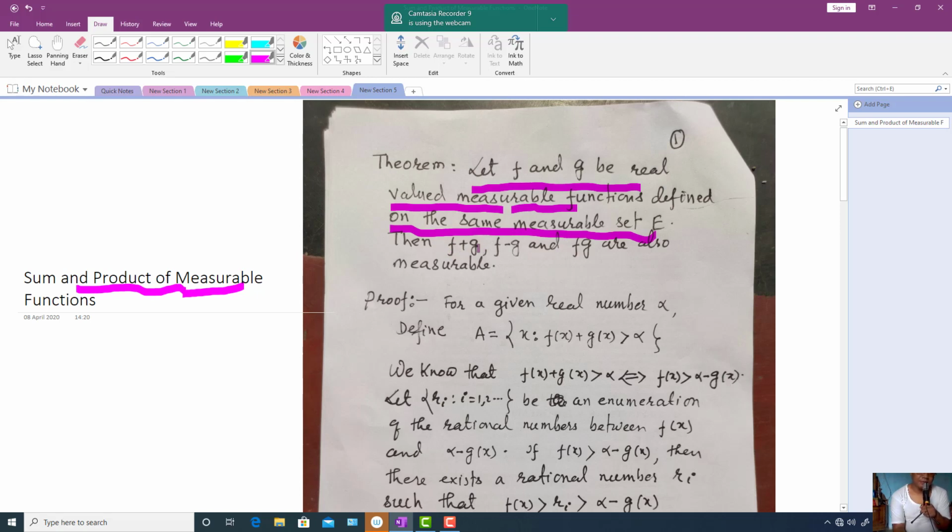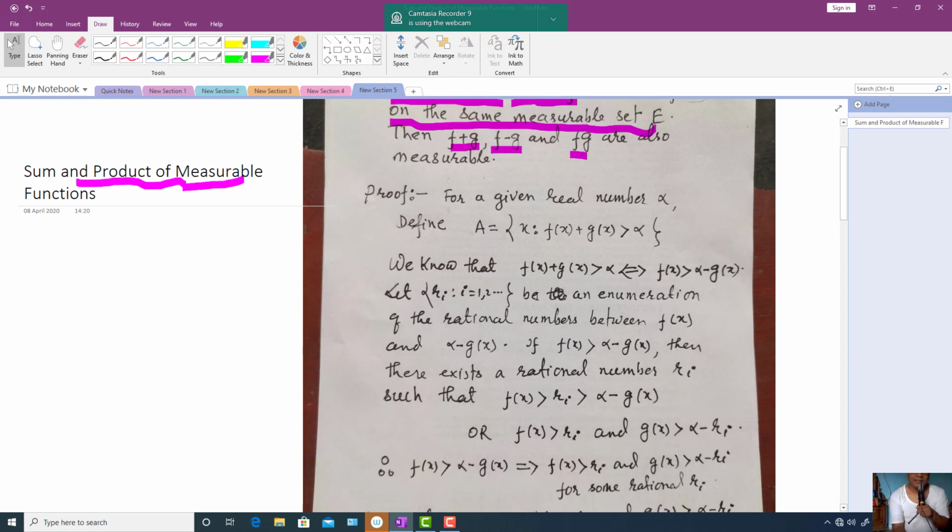Here we are going to take only real valued functions, not extended real valued functions. In a corollary, just after this theorem, we are going to extend this result to extended real valued functions. For the time being, let us do it for real valued functions. The sum, difference, and product of two measurable functions are measurable.